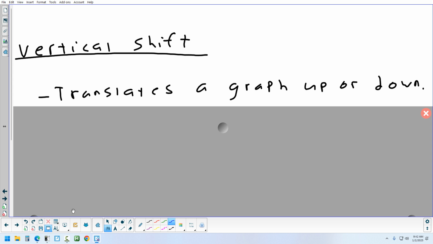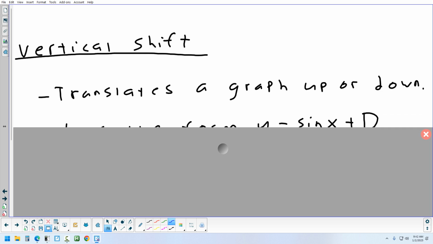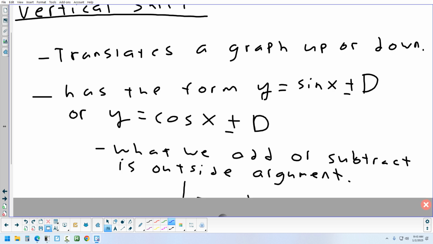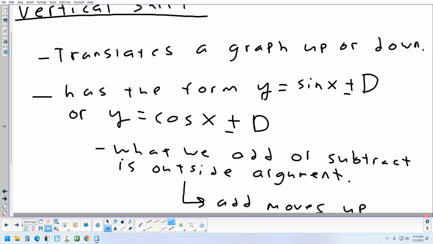It's something that is on the outside. It's on the outside, yes. So it's going to be like plus or minus, usually on the end of the function. What you are adding and subtracting is outside of the argument. That's a vertical shift. The only way that it could be a horizontal shift is if you did that. And that's a weird amount to shift by. It's just not common for a horizontal.